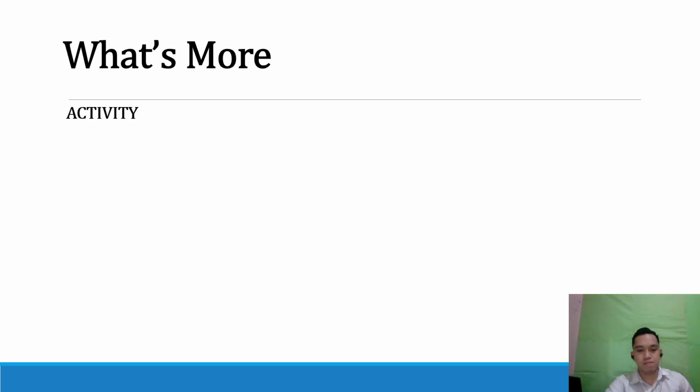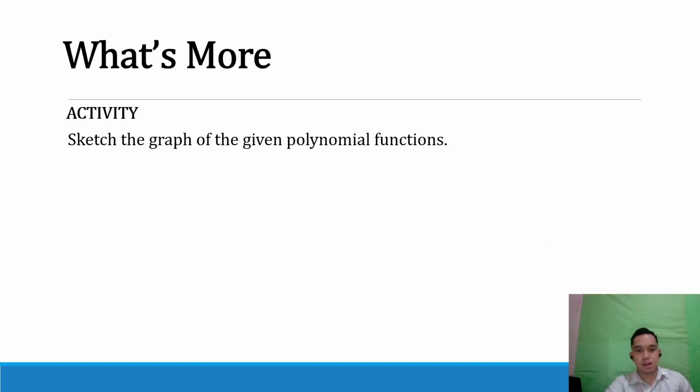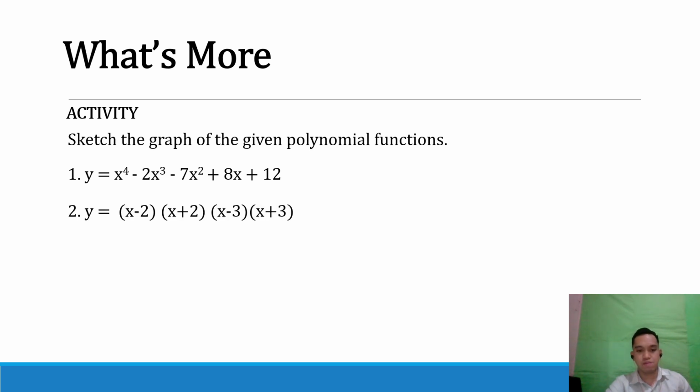Okay, so for activity, sketch the graph of the given polynomial functions. We have number 1, y equals x raised to 4 minus 2x cubed minus 7x squared plus 8x plus 12. And number 2, we have y equals quantity of x minus 2 times quantity of x plus 2 times quantity of x minus 3 times quantity of x plus 3.